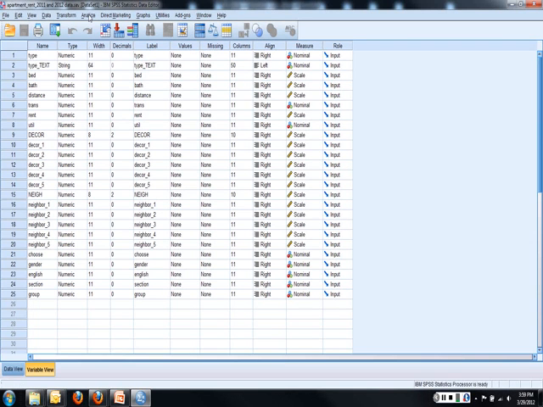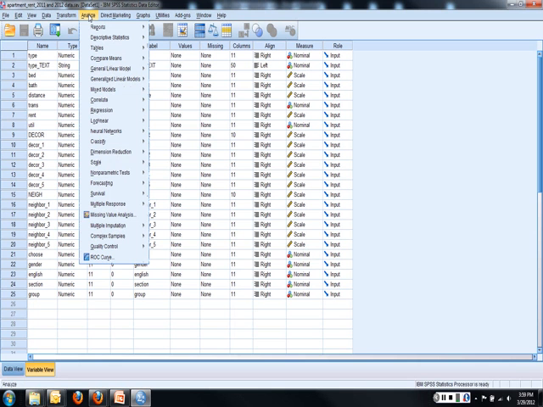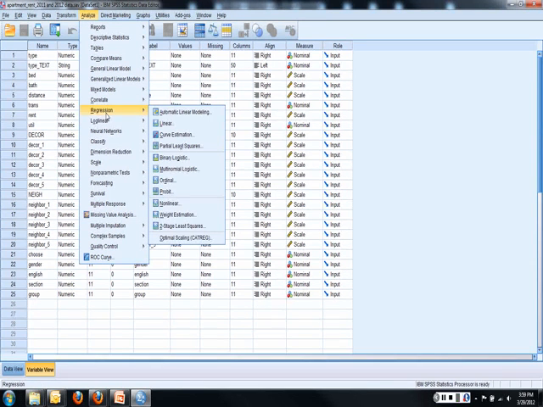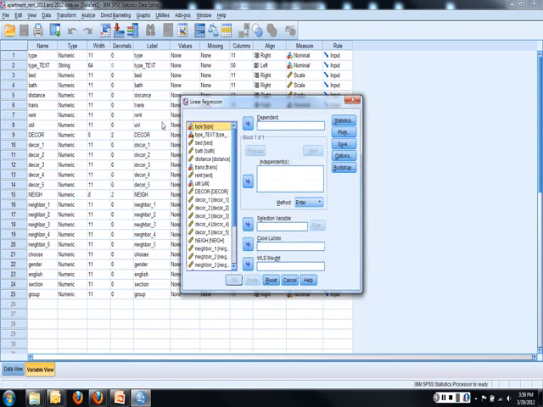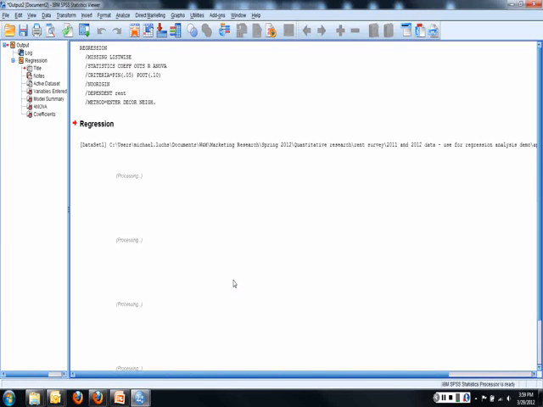Since we've been talking about rent and decor and neighborhood, let's go ahead and see if those factors are significant predictors. And I'm going to go to regression, linear. The dependent measure here once again is rent, and my independent measures are decor and neighborhood. I'm going to select OK, and we'll see what we find.